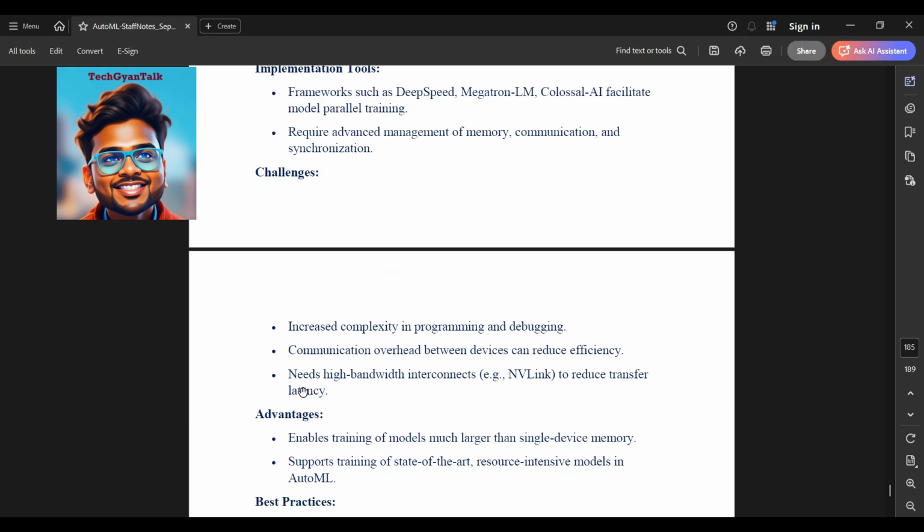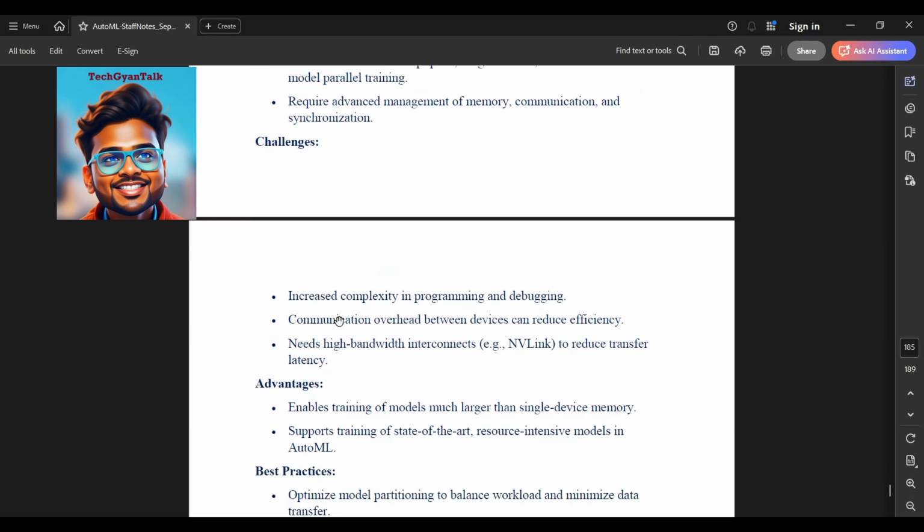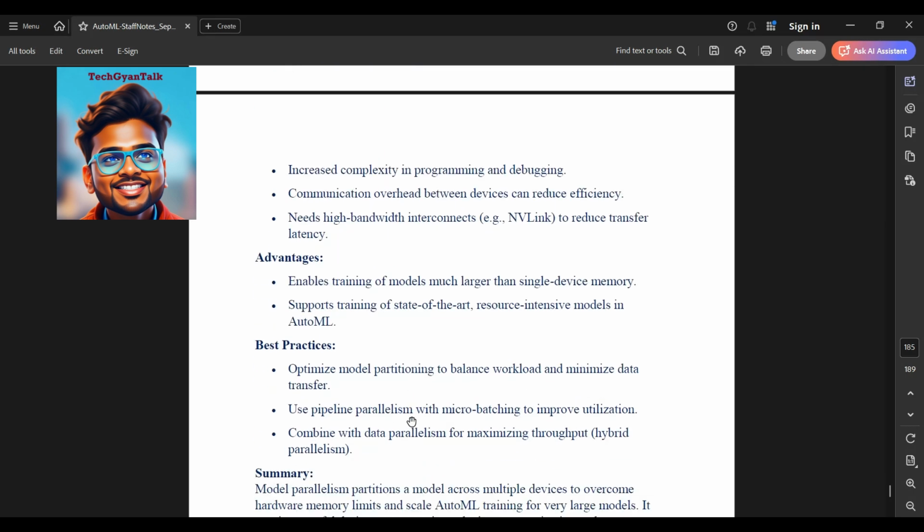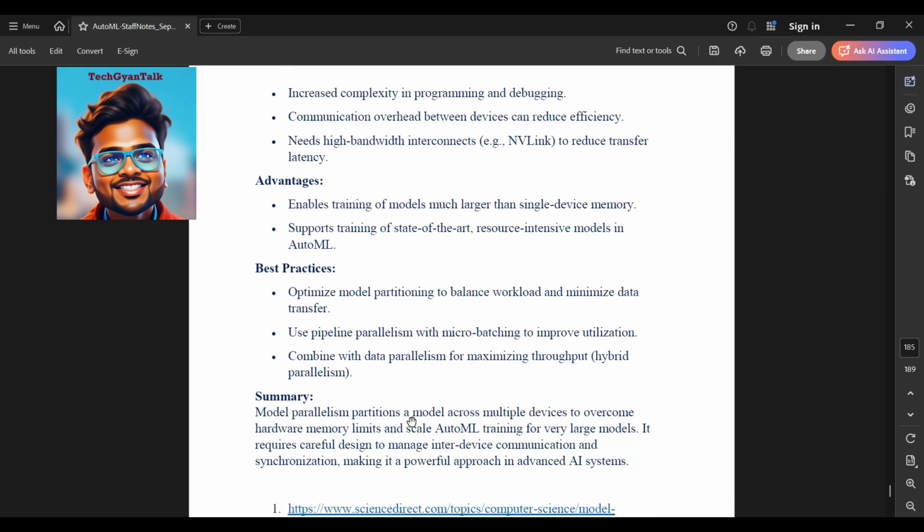Challenges in model parallelism include increased complexity in programming and debugging, and communication overhead between devices can reduce efficiency. It needs high bandwidth interconnects, for example NVLink, to reduce transfer latency. Advantages are that it enables training of models much larger than single device memory, and supports training of state-of-the-art resource-intensive models in AutoML.